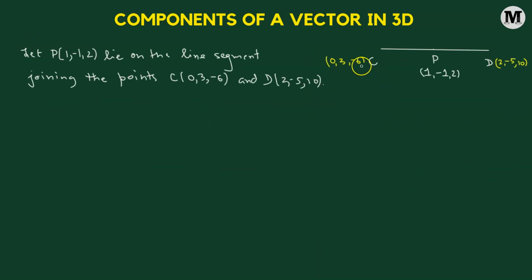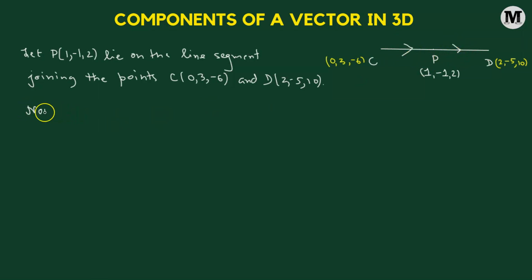Now next, we'll consider the points C and D. So here we have the point C with coordinates 0, 3, -6 and the point D with coordinates 2, -5, 10. We're going to join points C and D with the help of a straight line and consider the same point P lying on the line joining CD. First we'll find out the vector CP and then we'll find out the vector PD.